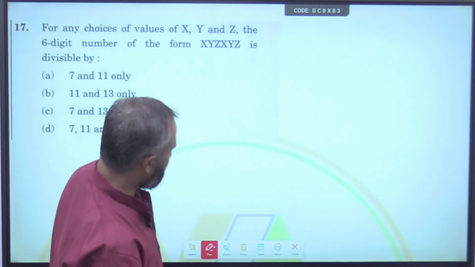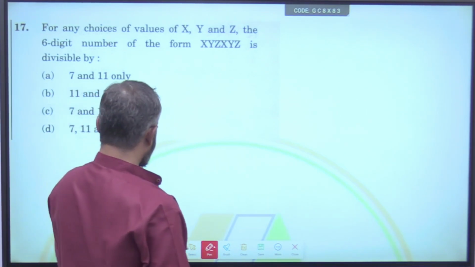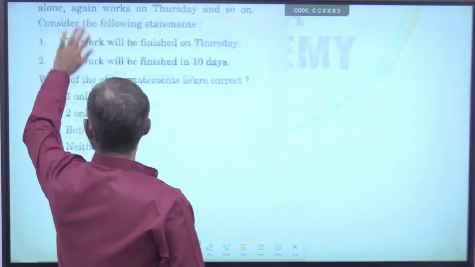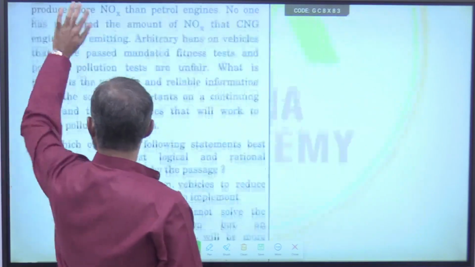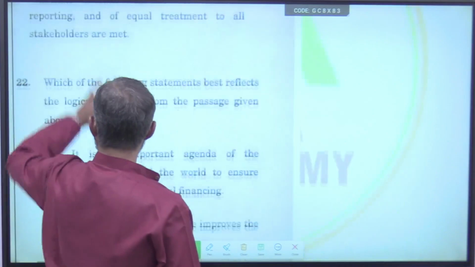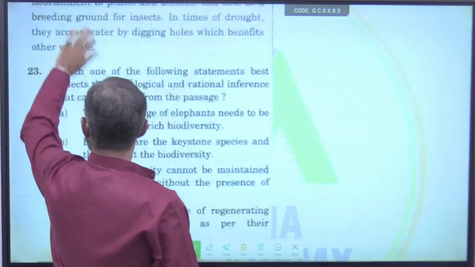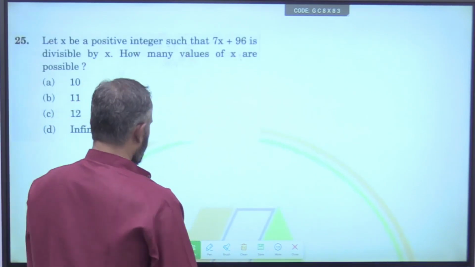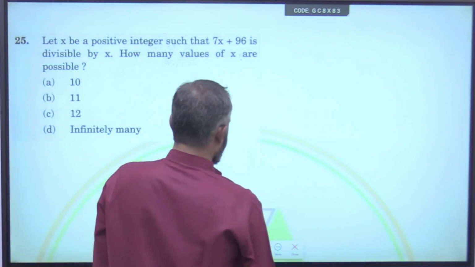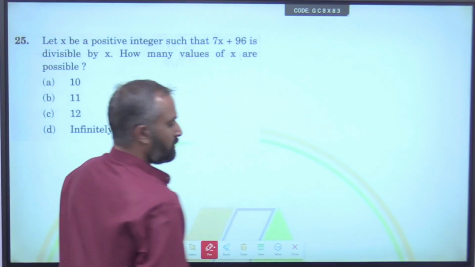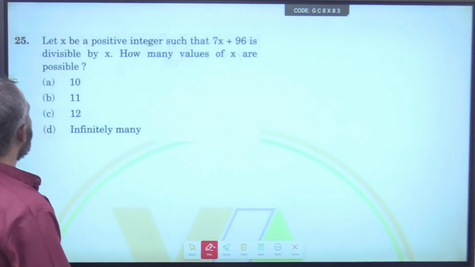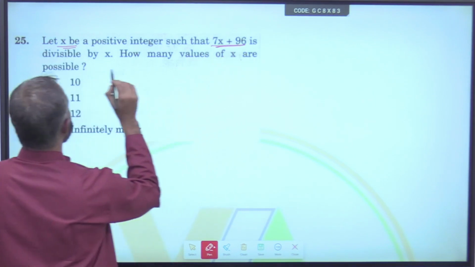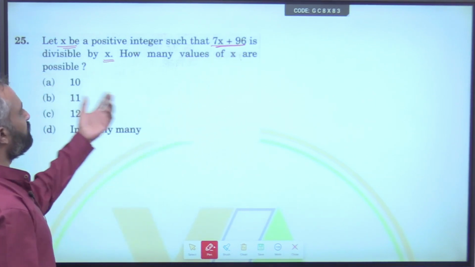Question 25. Next in number system is the 25th. Now, another important easy question. What does it ask? Let x be a positive integer such that 7x plus 96 is divisible by x. How many values of x are possible?